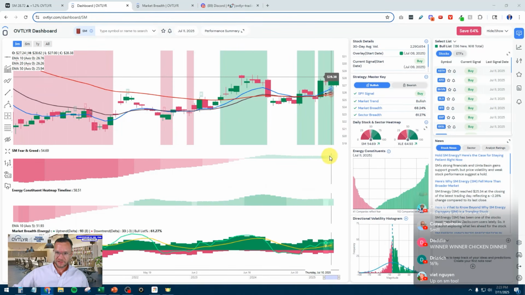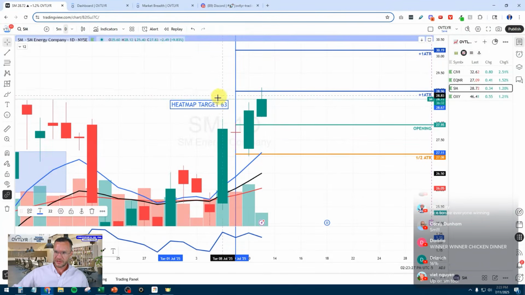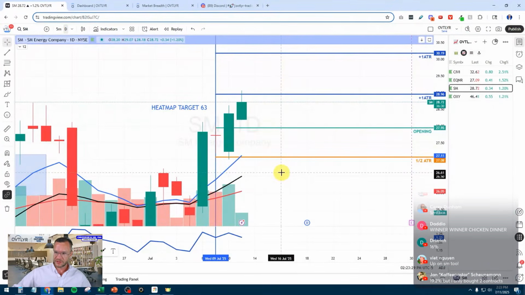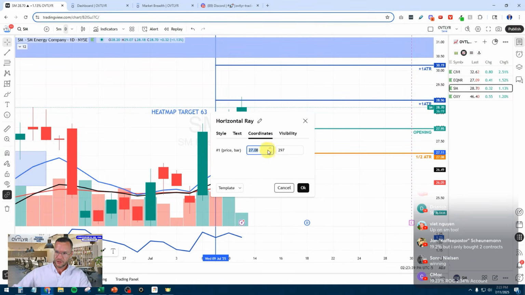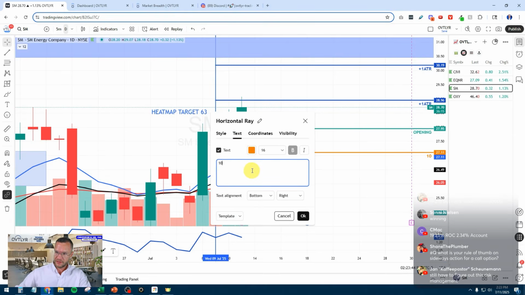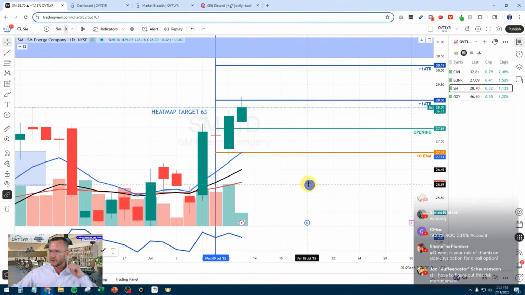Okay, let's look at SM. Current heat map shows 54.69, so it's continuing to grow. I mentioned earlier that my heat map target is 63 on this one. I do see a slight change that I need to make, and that would be moving up my half ATR to now follow the 10 EMA, because you can see it's just like 3 cents higher, but we're going to move that right now. We're now following the 10 EMA as our trailing stop. No other reason to get out of this one.